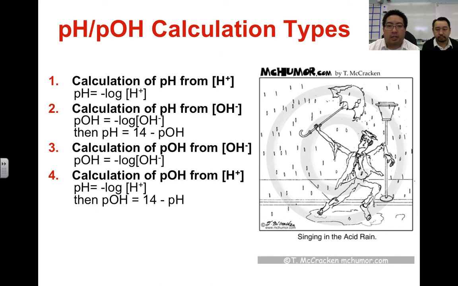There are different kinds of calculation types. If I want to calculate the pH from the hydrogen ion concentration, I just have to take the negative log. If I want to calculate pH from the hydroxide ion concentration, I can calculate the pOH first and then subtract that answer from 14. Calculating the pOH from the OH concentration, just like you do with the pH, it's just the negative log of the OH concentration. And then calculating the pOH from the H plus concentration, you can do, again, negative log of the hydrogen concentration, find the pH, and then subtract from 14.